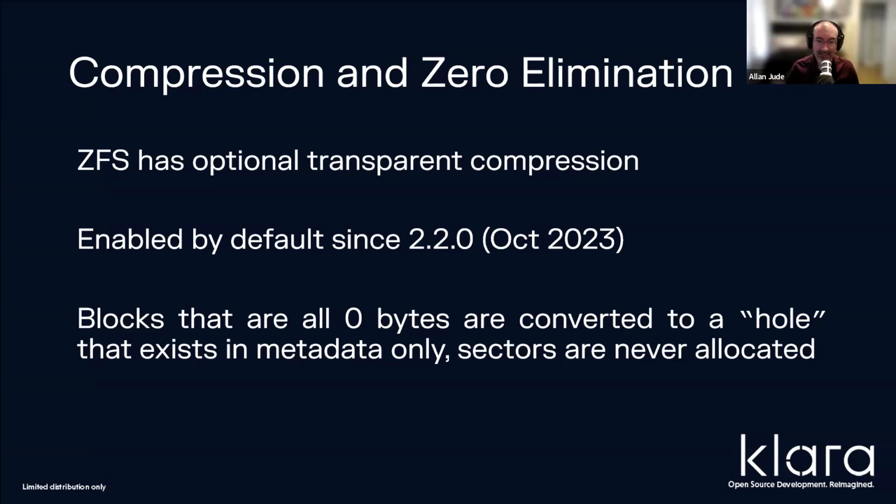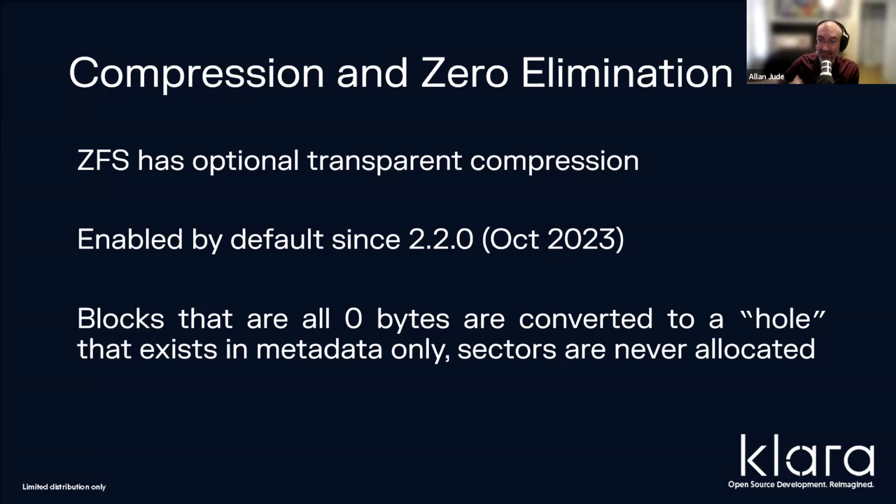Basically this means as you're writing data to the file system, ZFS looks at the block, and if the entire record, whatever your record size is, the default is 128K, but if that whole 128K is all zeros, instead of writing that to the hard drive, it notes that, hey, that's a hole.